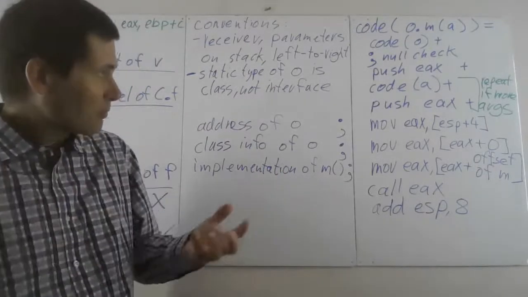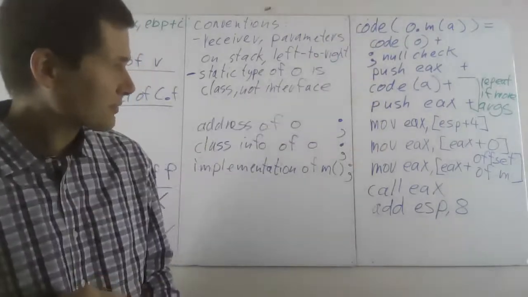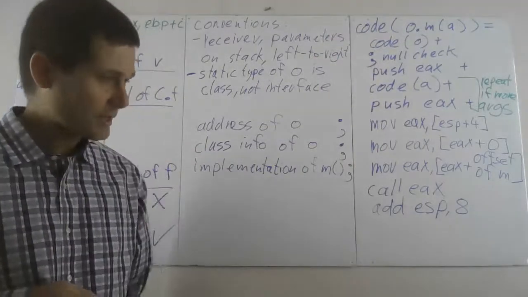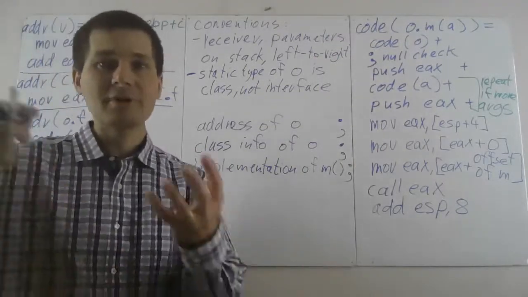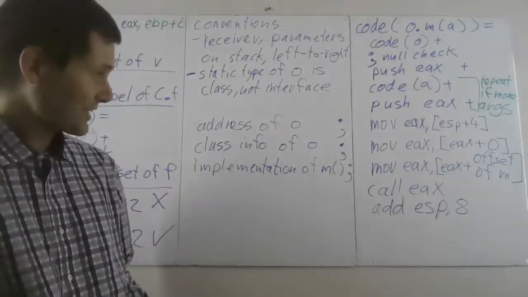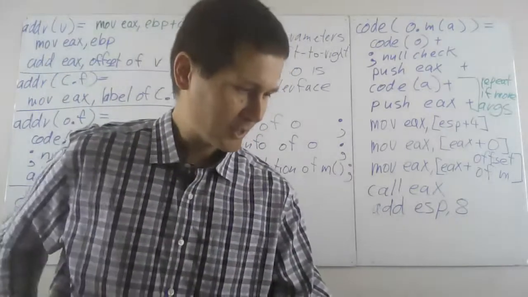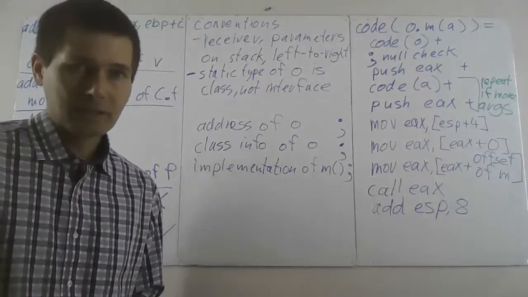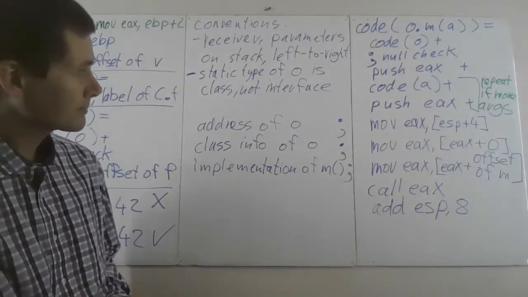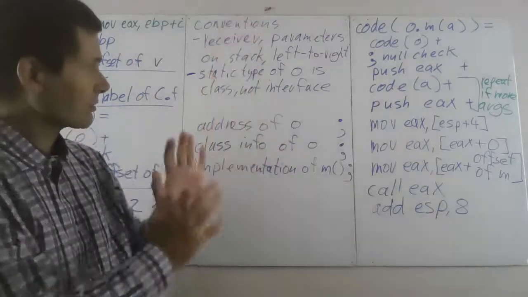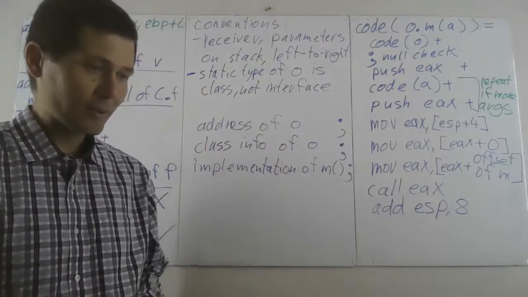If I wanted to preserve the arguments for some reason, I could use a pop instruction, right? That would pop them off the stack and move them into a register for me. Okay, so that's the general code for method calls.